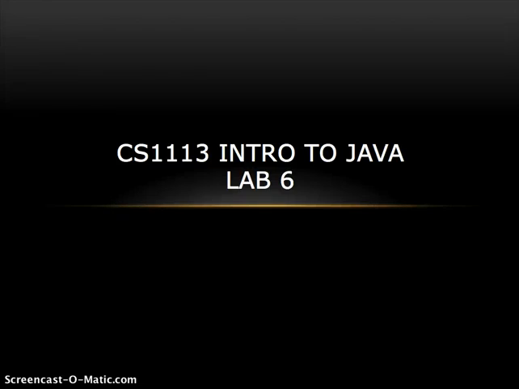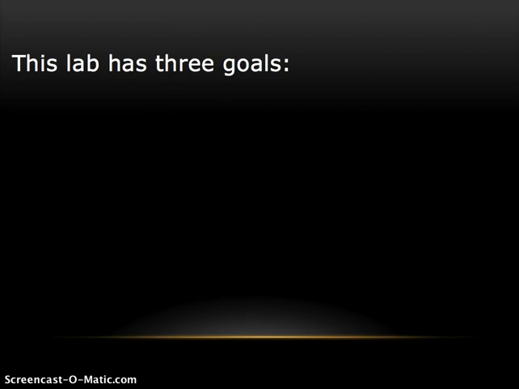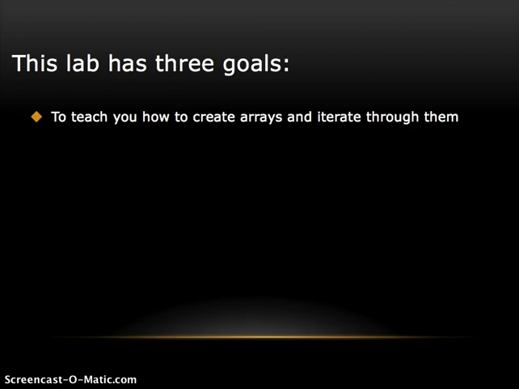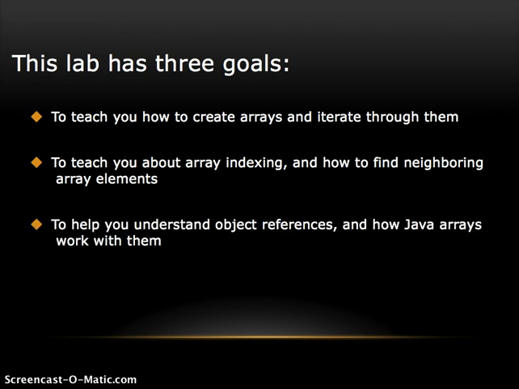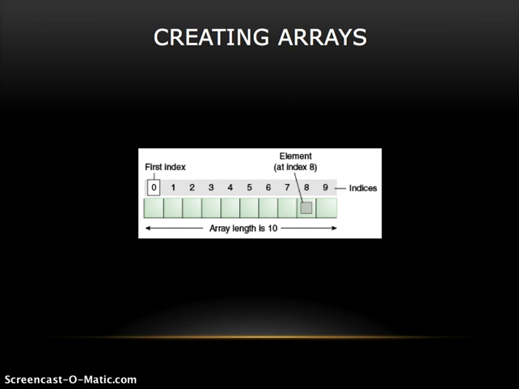CS1113 Intro to Java, Lab 6. This lab has three main objectives: to teach you how to create arrays and iterate through them, to teach you about array indexing and how to find neighboring array elements, and to help you understand object references and how Java arrays work with them. Creating arrays.